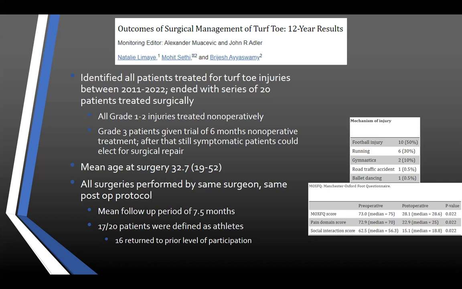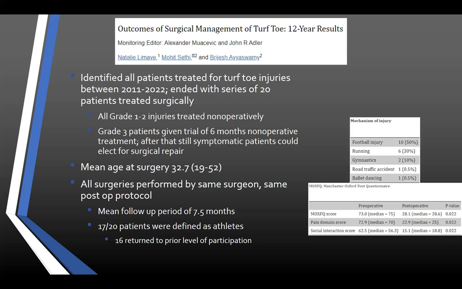In their study, they mentioned that of all the turf toe injuries they identified, those who were grades 1 and 2 were treated non-operatively, and grade 3 injuries were given a trial of non-operative period up to 6 months, and then given the option of surgical management if they were not satisfied with their outcome.